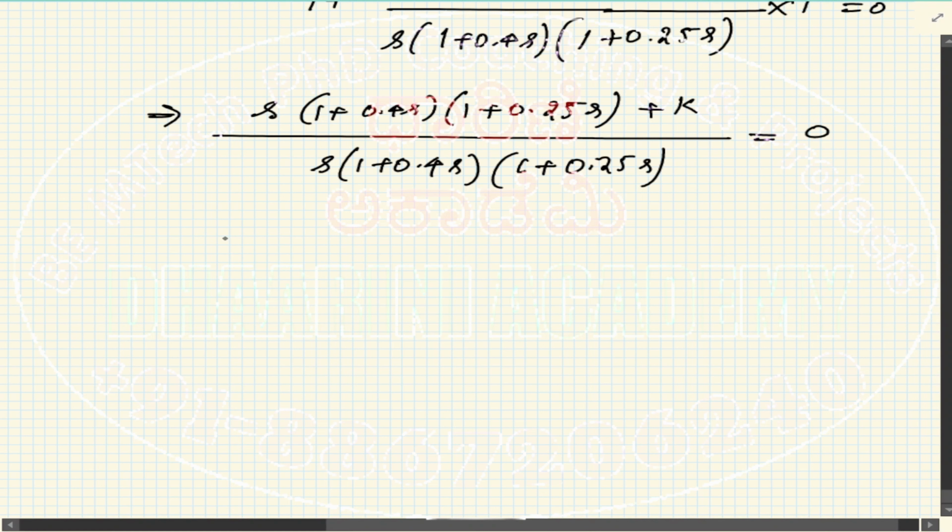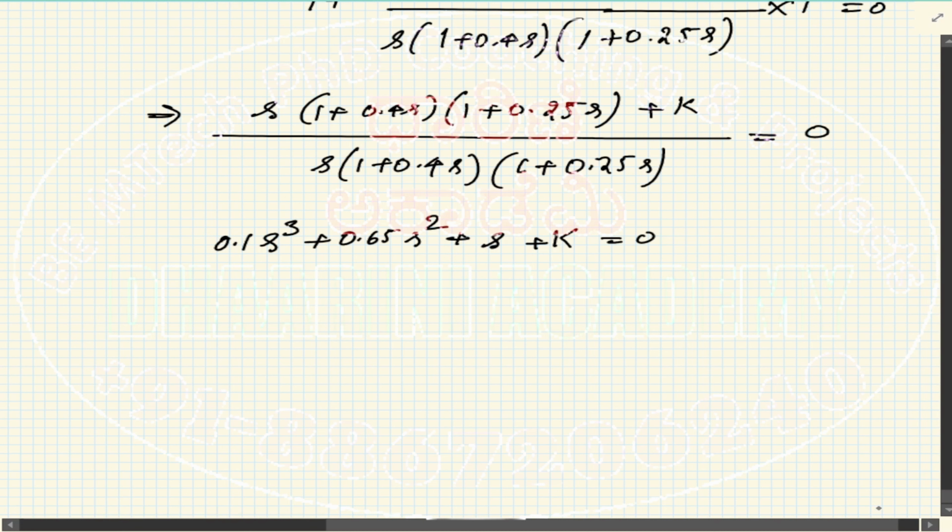So this is 0.1 s cubed plus 0.65 s squared plus s. There is a K in the numerator, so we'll add that: plus K equal to 0. So this is the characteristic equation.